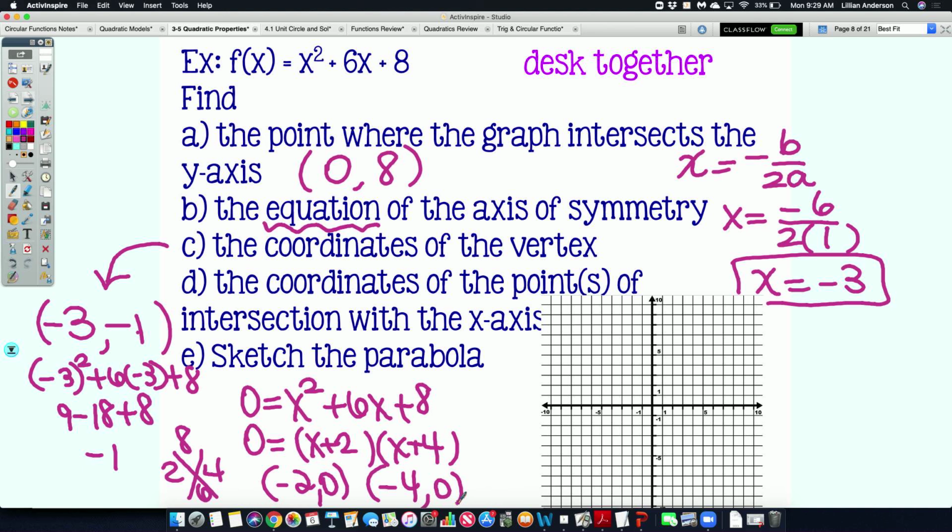To sketch it, of course, if you have your x-intercepts, you go ahead and graph those. So negative 4, negative 2. You have a vertex at negative 3, negative 1. You know your axis of symmetry cuts straight down the middle of it, and you represent your axis of symmetry with a dotted vertical line, and this graph opens up because a is positive. Questions?